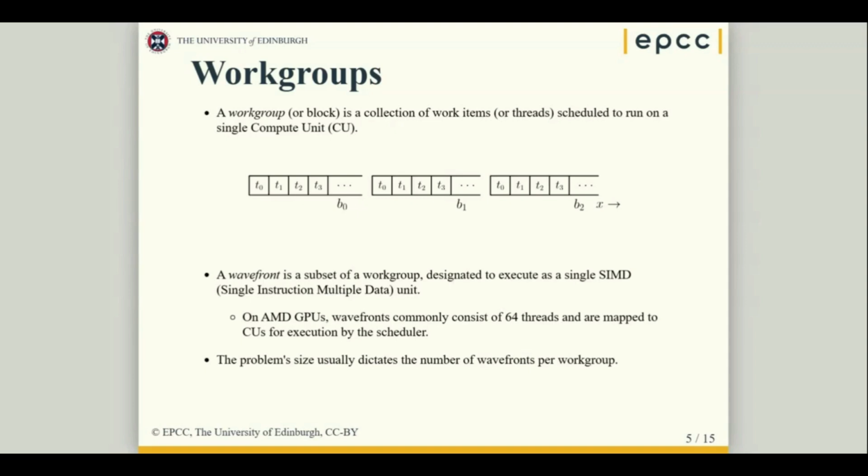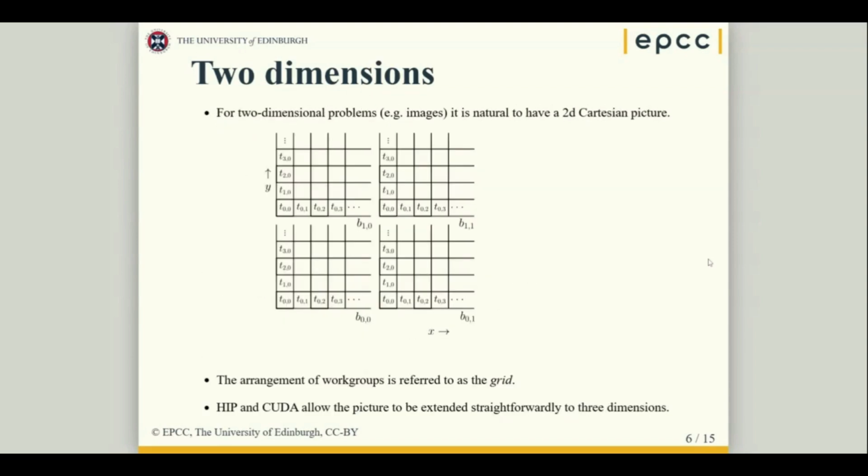Yes, the problem size usually dictates the number of wavefronts per work group, things like this. So these ratios are all going to be important to our performance later. We can naturally extend this to 2 dimensions and even 3 dimensions. This is called the grid. So we have an arrangement of work groups in a 1, 2, or 3 dimensional space. It's still the grid, just with whatever dimensionality that grid has.